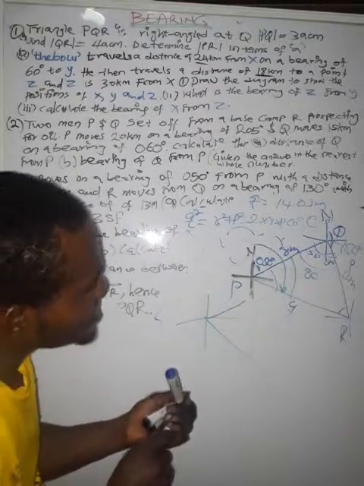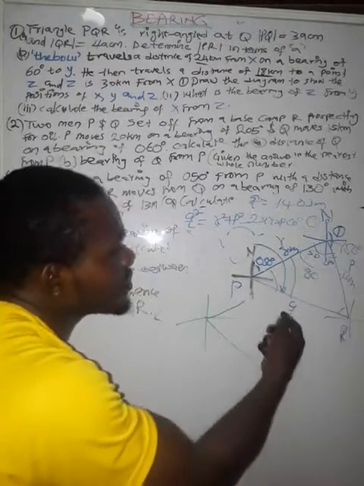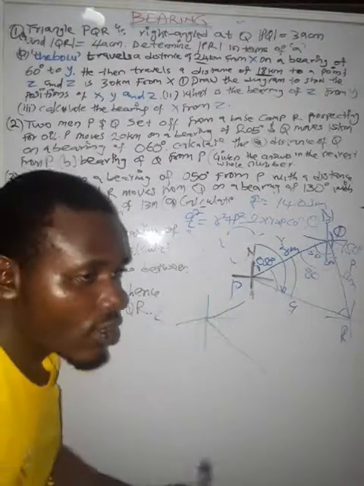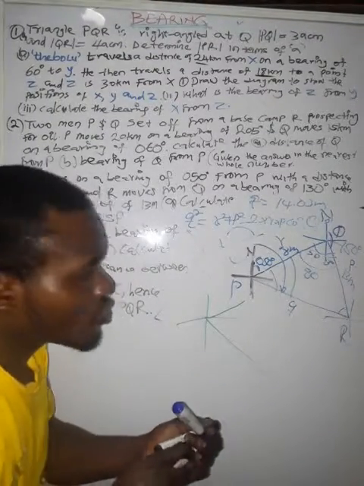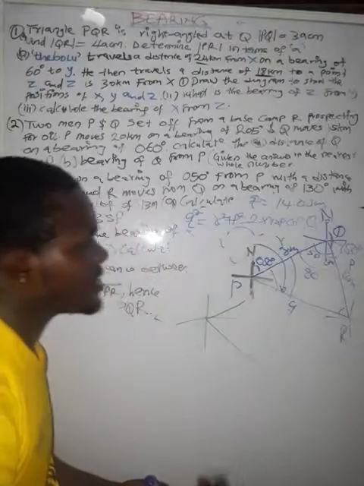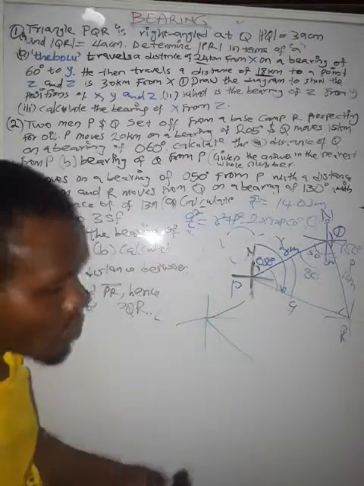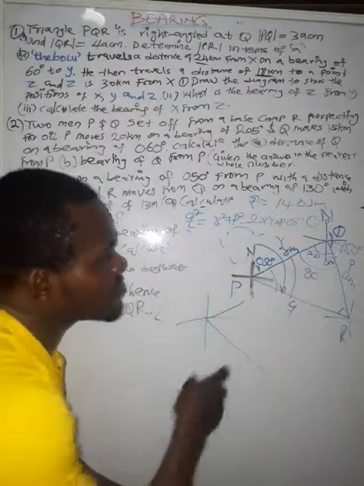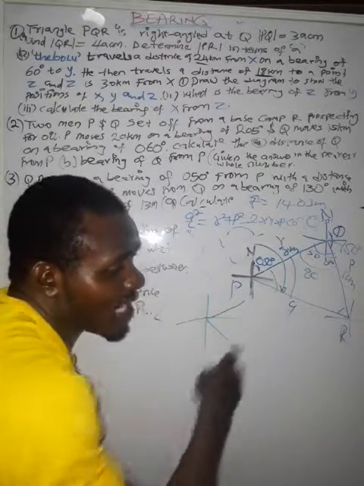So now since I know this one, I know this side, I can use sine rule. I can also use cosine rule, because I have all the sides and I have one angle. If I have not gotten this one, I cannot use sine rule.